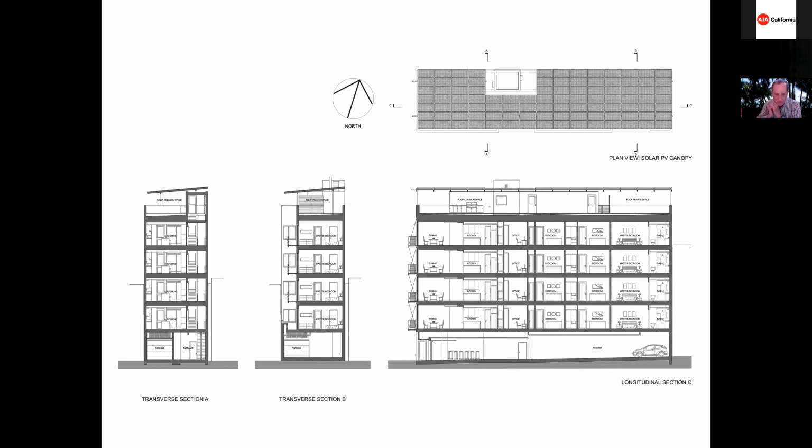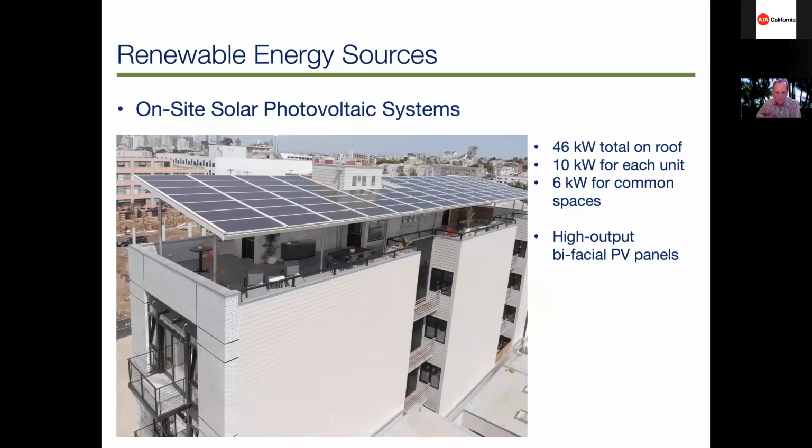Here we have the sections, various kinds. Again, the tall, skinny building, and see the canopy and the roof plan, the PV canopy. It covers the whole roof. It's enough to provide power for all 4 units and the common areas, and it did achieve zero net energy. So it all worked. There you have a picture of the canopies.